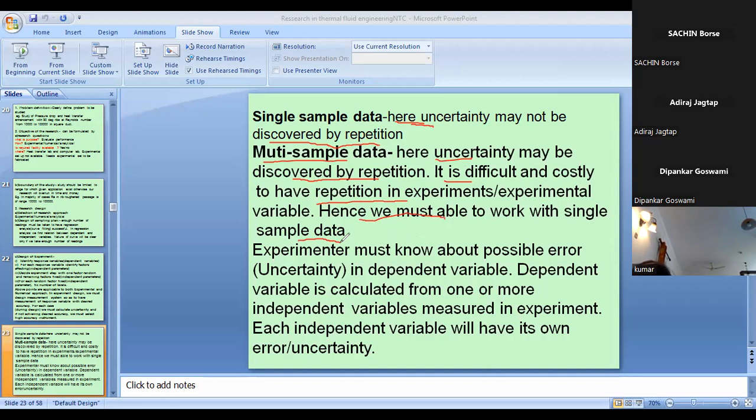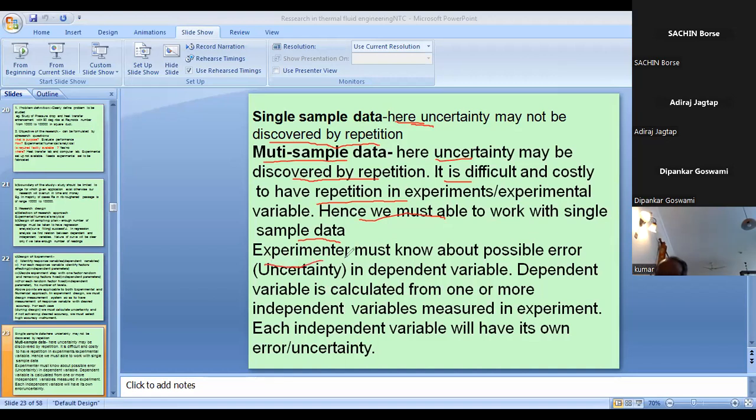In the multi-sample data, what happens? The same input is read again and again, so we can find out the uncertainty. A known input is given and we measure it again and again. But in single sample data, it is a single reading, so we don't have anything to compare.